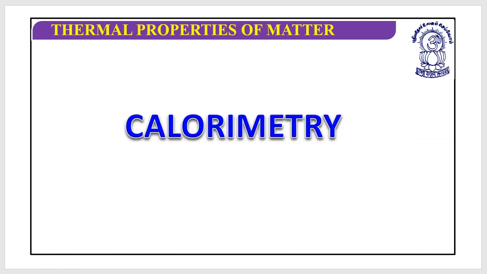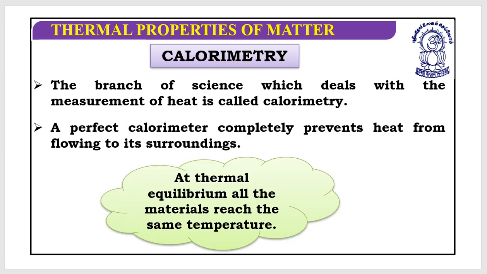So now let's begin with calorimetry. We have a primary idea of what could be done, but let's see it completely in a theoretical manner. When I say calorimetry, it's a branch of science which deals with the measurement of heat. A perfect calorimeter completely prevents heat from flowing to its surroundings. That means it is neither going to receive nor going to transmit any heat to the surroundings. I hope this is clear.